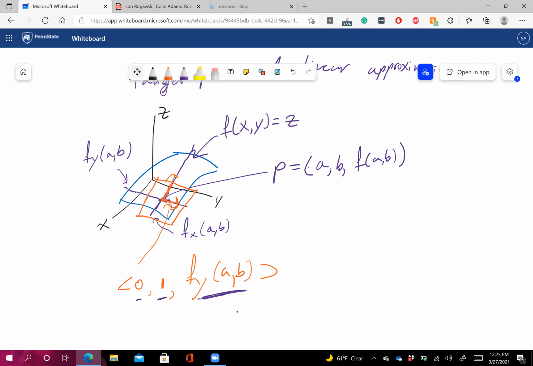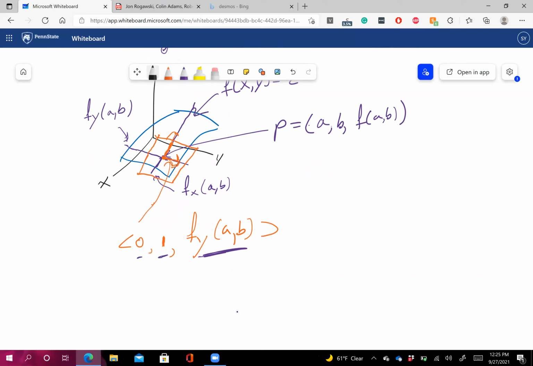And similarly with the second vector, so that's this vector right over here, we can say that in the x direction, if it goes 1, then in the z direction, it's going to go f_x(a, b). As we take one step in the x direction, the amount that we move in the z direction is our derivative, f_x. And then it doesn't move in the y direction. So these are our two vectors that are contained in the tangent plane to the surface at the point P.